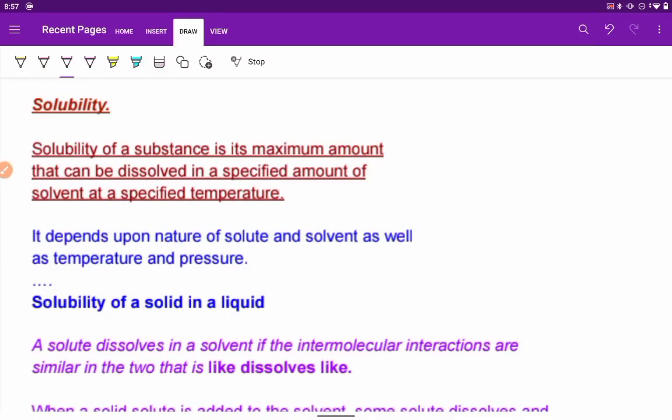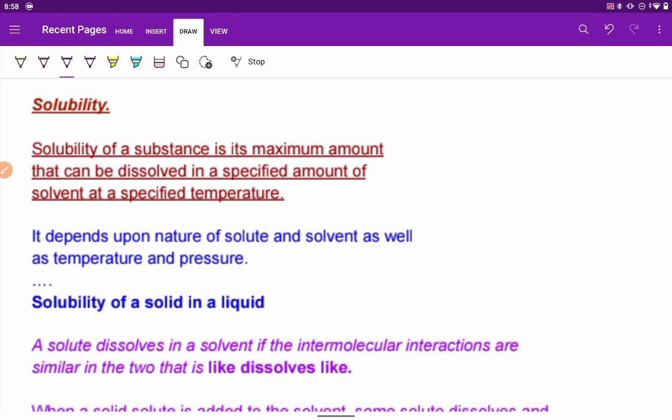Today we will deal with the topic solubility. Now see, solubility of a substance is its maximum amount that can be dissolved in a specified amount of solvent at a specified temperature. It means the maximum amount of any solute, meaning any substance, which we can dissolve in a solvent, and at that time the temperature has to be specific.